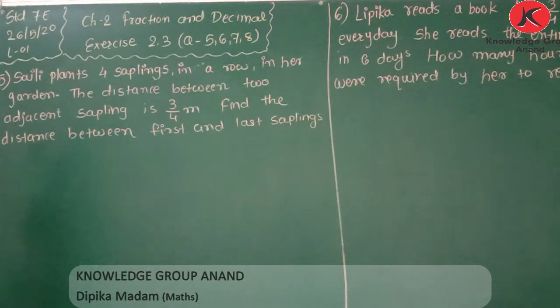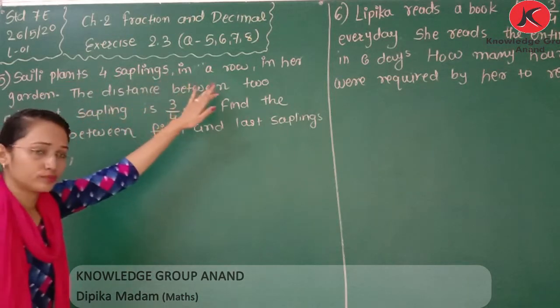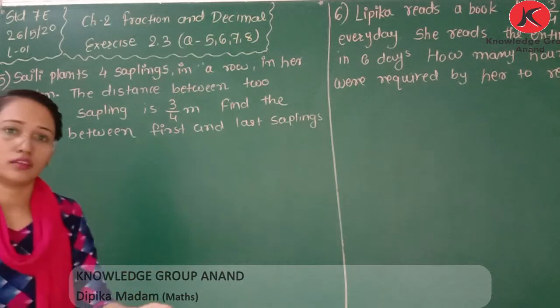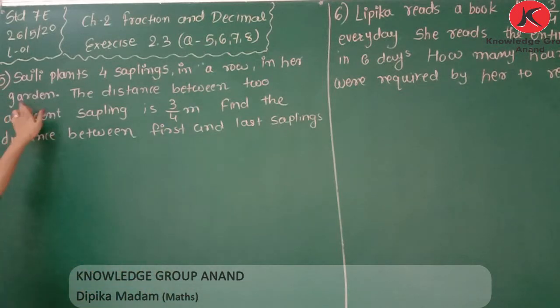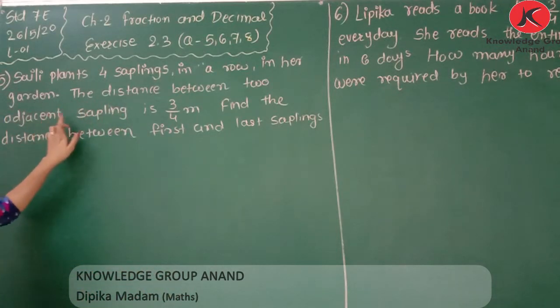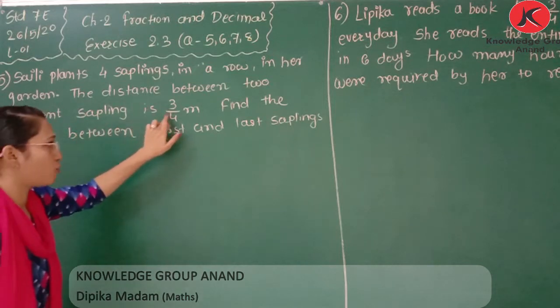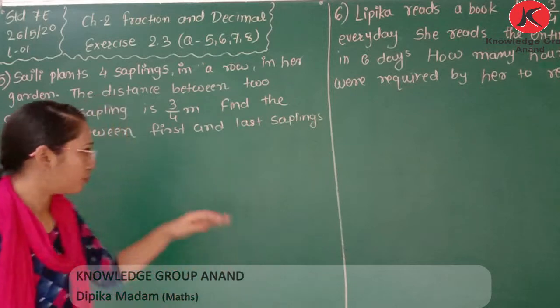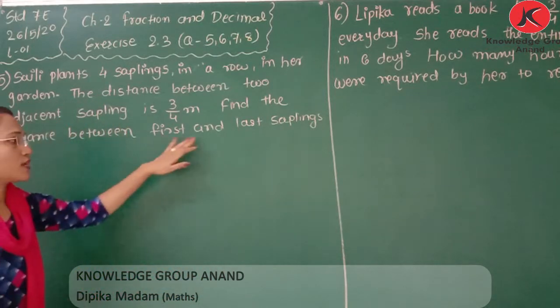So what is example 5? Saili plants 4 saplings in a row. In her garden, the distance between two adjacent saplings is 3 by 4 meter. Find the distance between the first and last sapling.